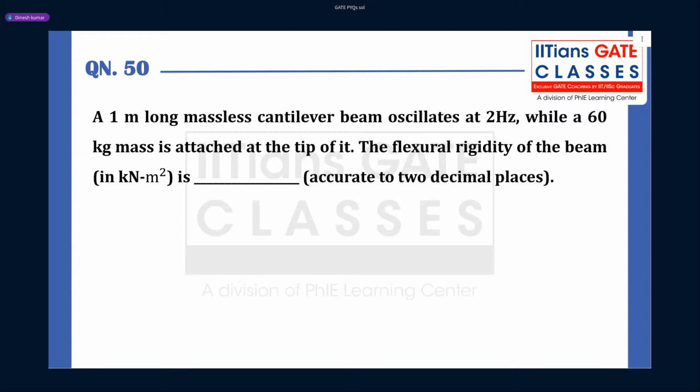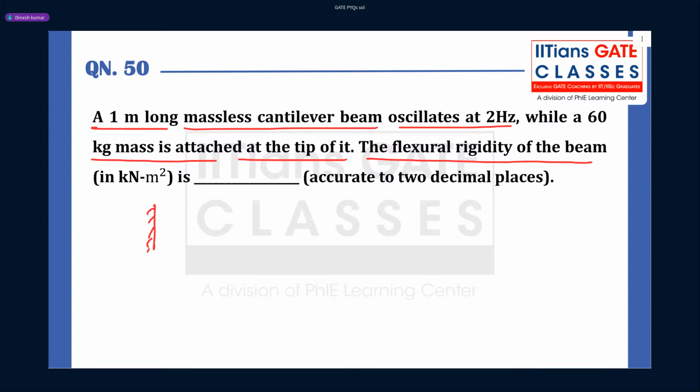Read the question. A 1 meter long massless cantilever beam oscillates at 2 hertz, while a 60 kg mass is attached at the tip of it. The flexural rigidity of the beam is? Now, guys, what is the given case? There is one cantilever beam, and here it is massless, and the entire mass is concentrated at the tip. The mass at the tip is 60 kg.